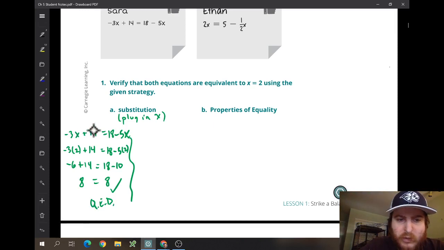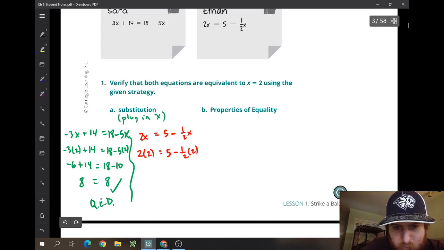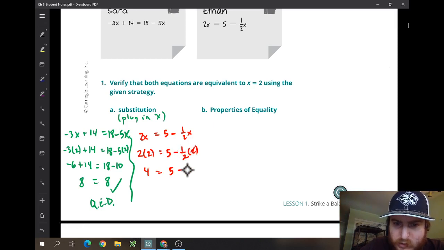So, this was doing that. We notice that we didn't add anything to both sides. We're just trying to see, is the left side equal to the right side when we plug in 2? I'm going to choose another color for Ethan's equation. So Ethan had 2x equals 5 minus 1 half x. So we're going to do 2 times 2 equals 5 minus 1 half times 2. 2 times 2 is 4. When we do 1 half times 2, the 2s cancel out. But notice we still have minus 1. So it's 5 minus 1.